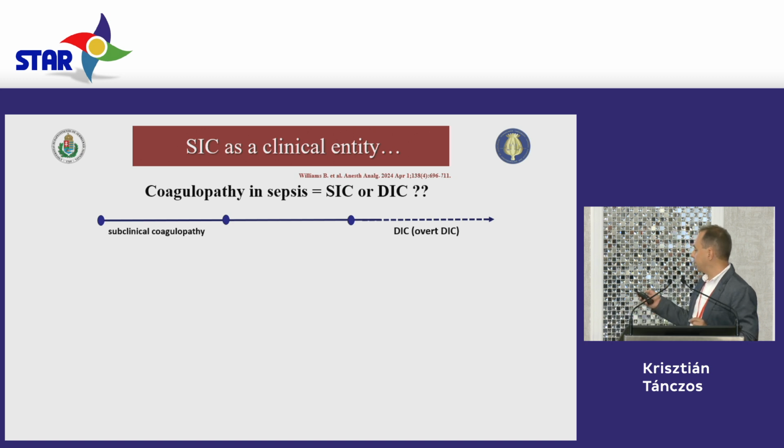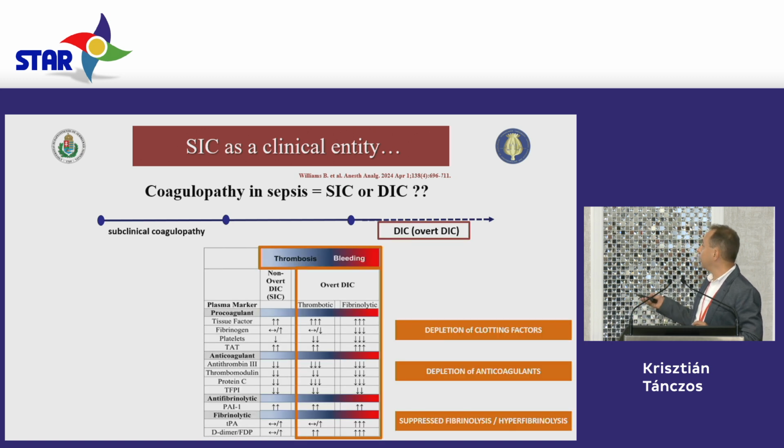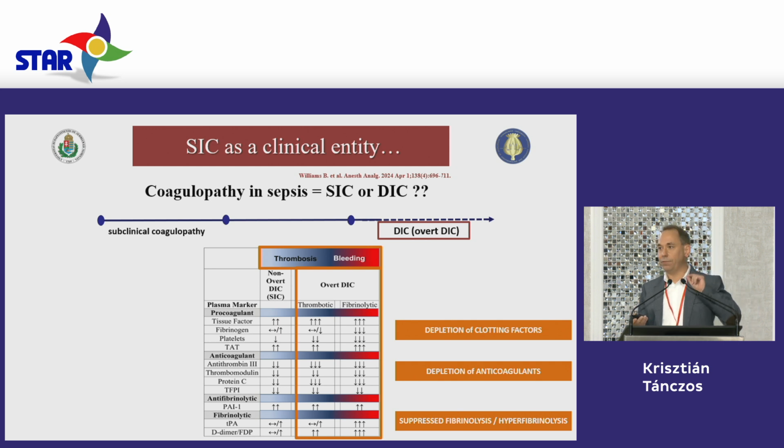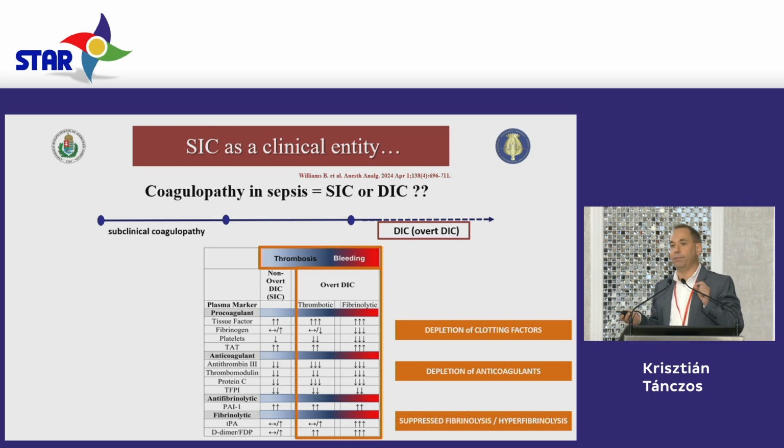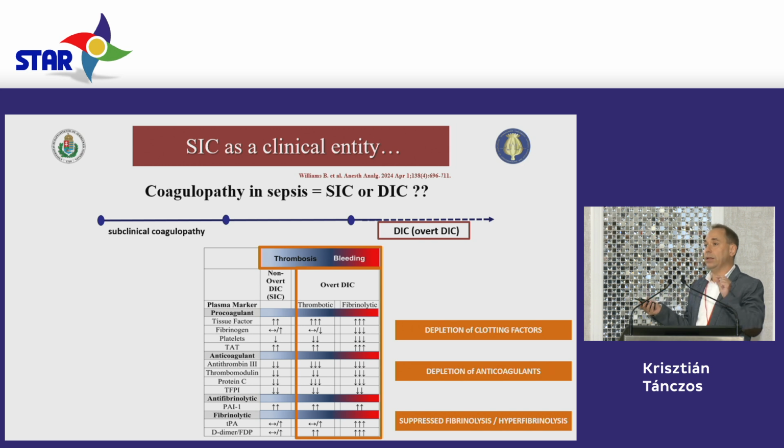In overt DIC, there is a very clear and very significant depletion of coagulation factors, platelets, fibrinogen, anticoagulants, and also the suppressed fibrinolysis. And the manifested clinical picture, whether it is thrombotic or bleeding, depends on the balance of these disturbed mechanisms here.